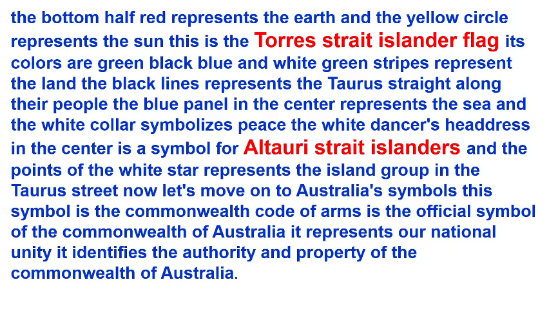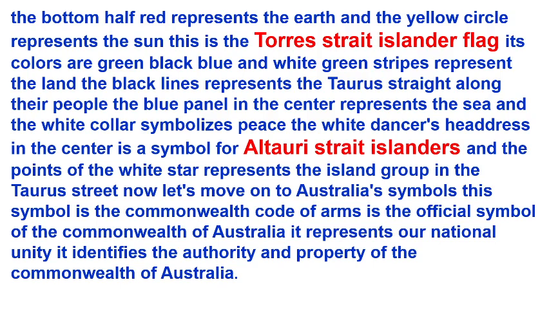This is the Torres Strait Islander flag. Its colours are green, black, blue and white. Green stripes represent the land. The black lines represent the Torres Strait along with their people. The blue panel in the center represents the sea and the white colour symbolizes peace. The white dancer's headdress in the center is a symbol for all Torres Strait Islanders, and the points of the white star represent the island groups in the Torres Strait.